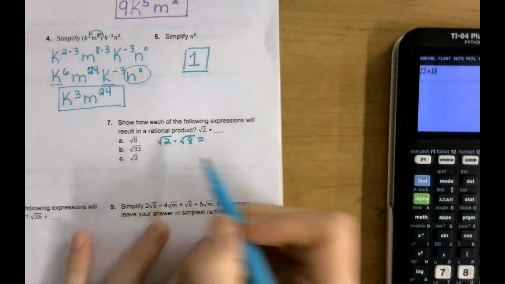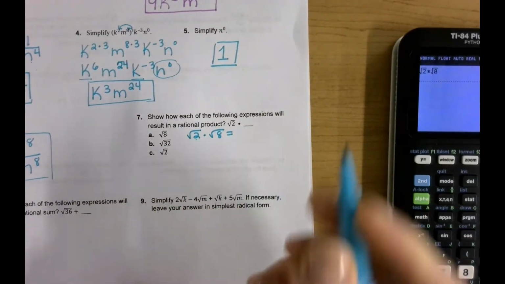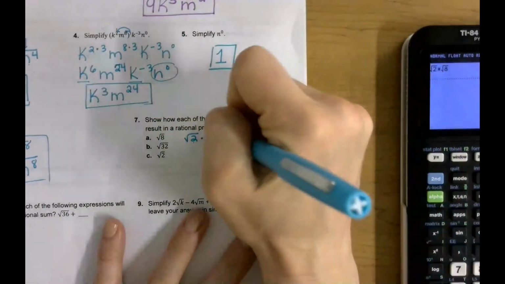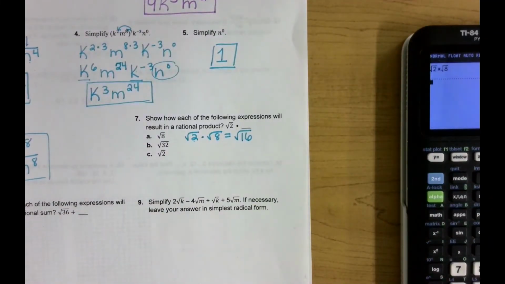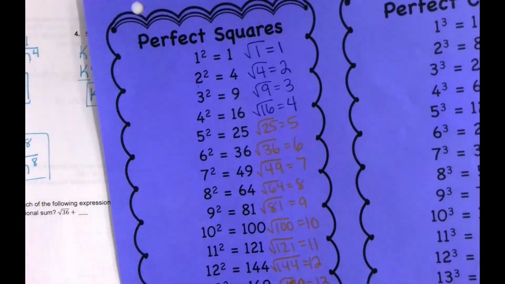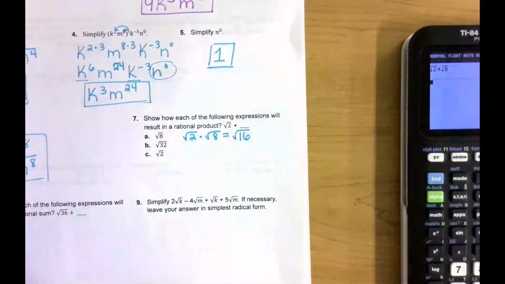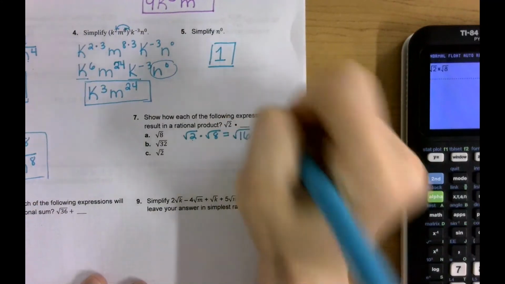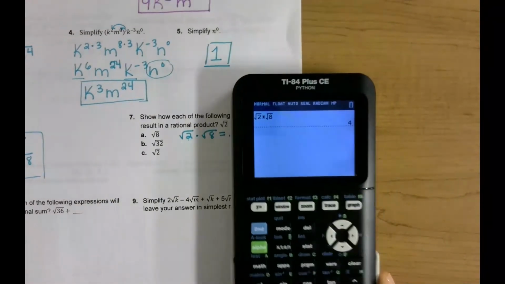So, just to break it down without using the calculator, we would multiply the numbers under the radical symbol. 2 times 8 is 16, the square root of 16. And then again, use the other sheet that I gave you. The square root of 16 is 4. Of course, you can't have these graphic organizers on the test, so use your calculator to help you.